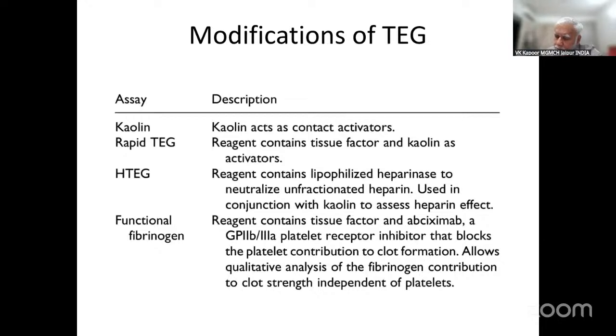There are some modifications of TEG, like kaolin TEG. In this, the kaolin acts as a contact activator. There is rapid TEG, in which tissue factor is added to get a rapid result. In heparinase TEG, sometimes the patient is on heparin to prevent thrombosis. In that case, the heparin is neutralized by adding heparinase to the sample, so we can assess the action of heparin in the blood.